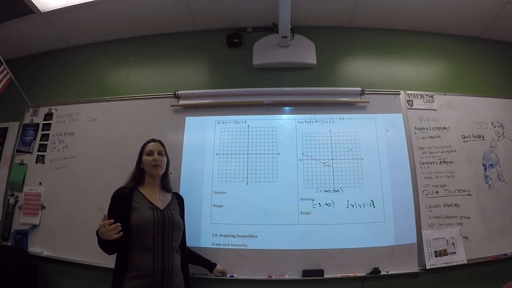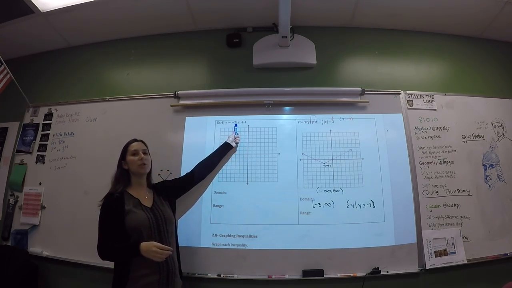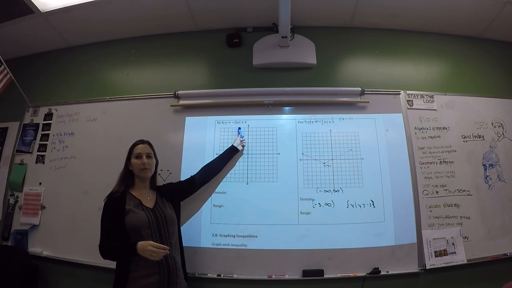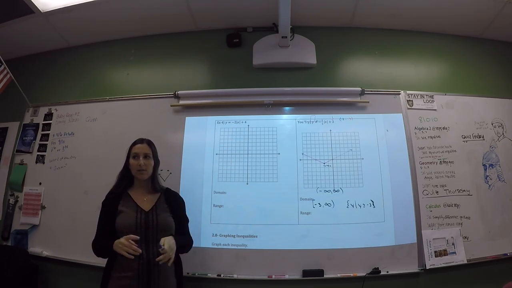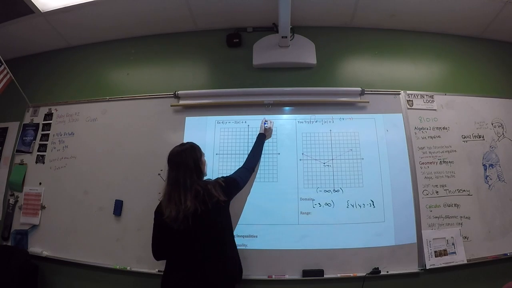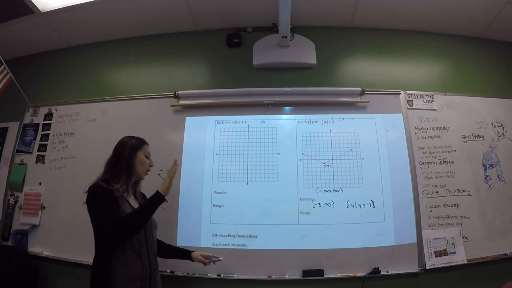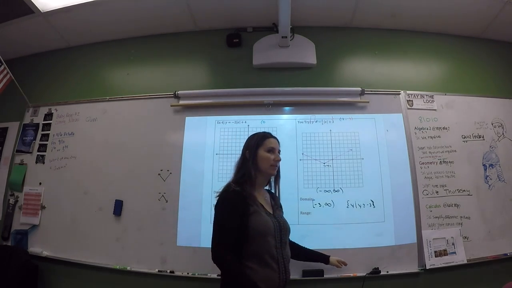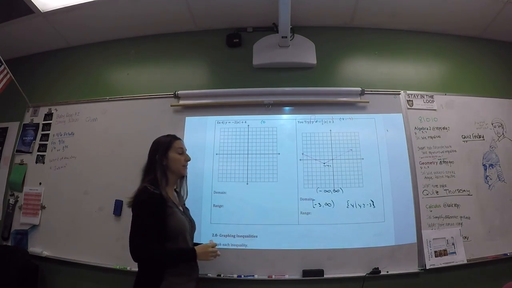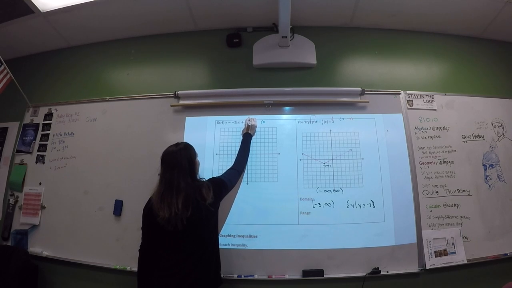Now, the other thing that's different is that there's nothing inside the absolute value. It's just x. That's fine. That just means that the x coordinate of the vertex is 0. It means that there was no horizontal translation. There is a vertical translation up 4.